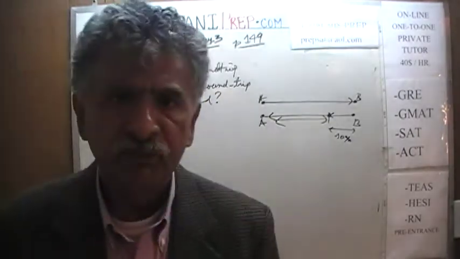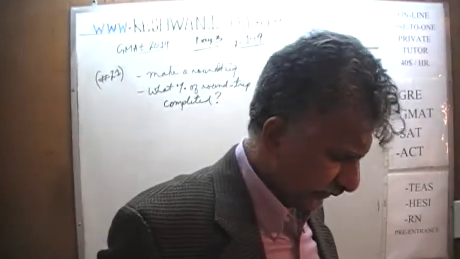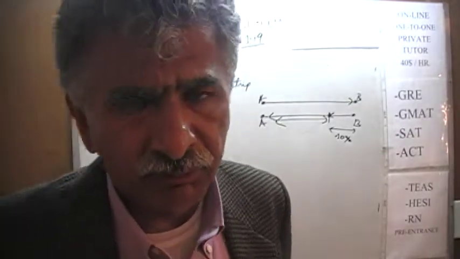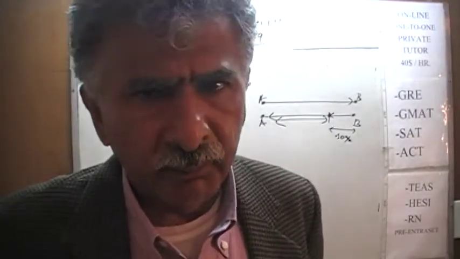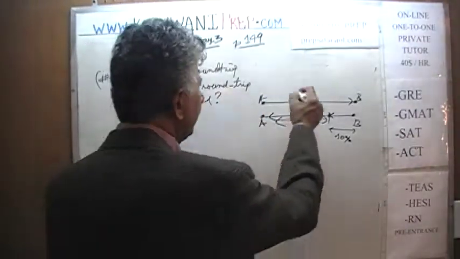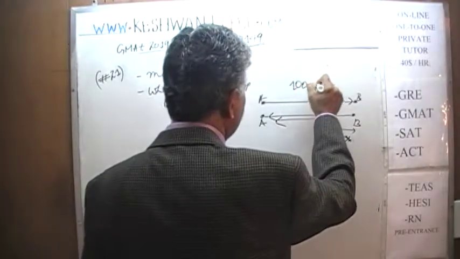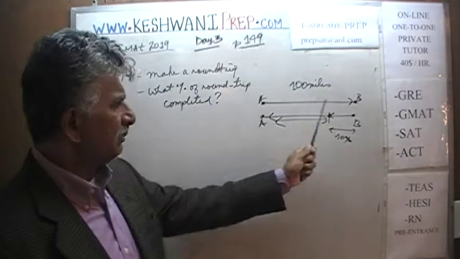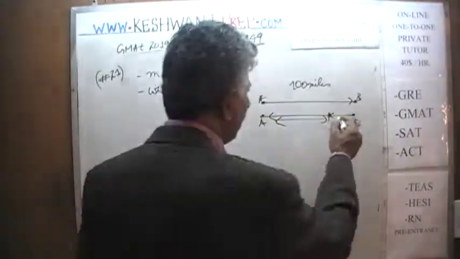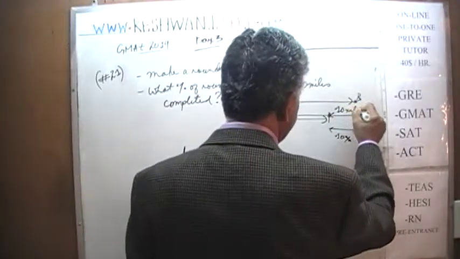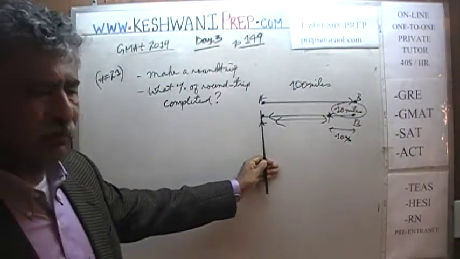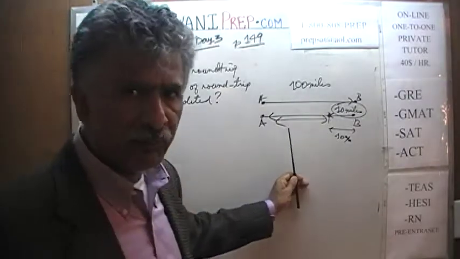Well, the simplest, the quickest, the easiest, the most economical way here is to plug in some nice number that is easy to deal with when you're dealing with percentages. And a nice number to plug in whenever you're dealing with percentages is 100. Let's pretend it was 100 miles from A to B. If it was 100 miles from A to B, then so far we have only traveled 10 miles. We still have 90 miles to go, but the question is, what percentage of the round trip have we finished?